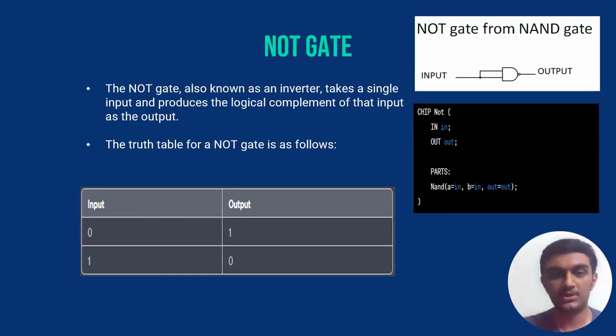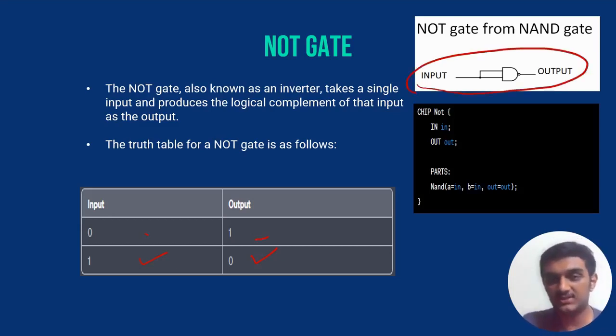So the NOT gate is actually very simple as compared to the AND and OR gates. The NOT gate is also known as an inverter, which takes a single input and produces the logical complement of the input as an output. As you can see in the truth table, for 0 it produces 1, and for 1 it produces 0. Now let's take a look at the circuit diagram.